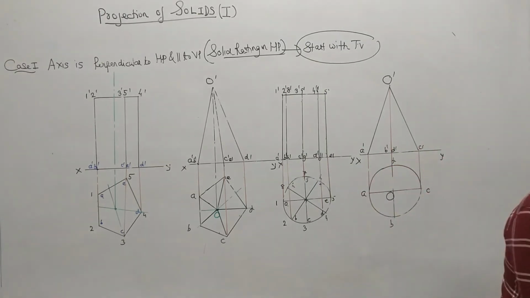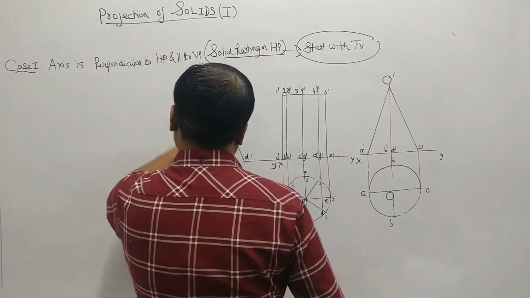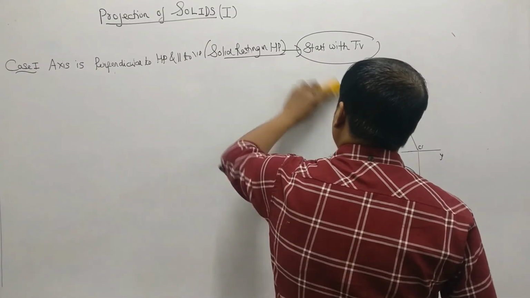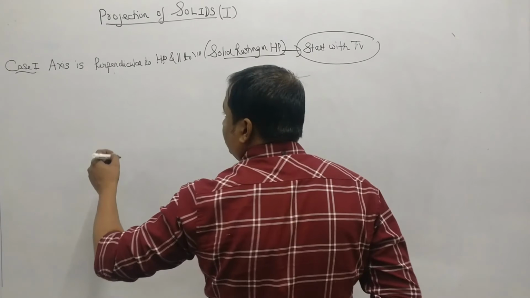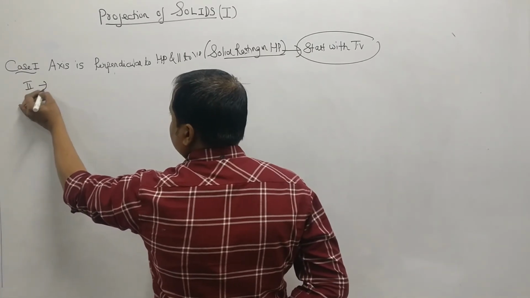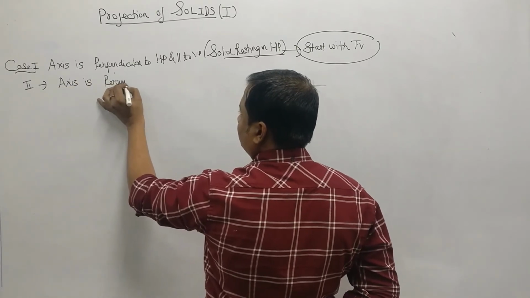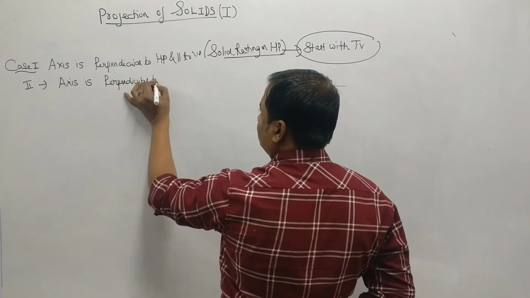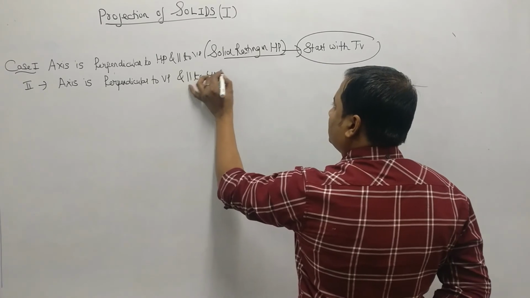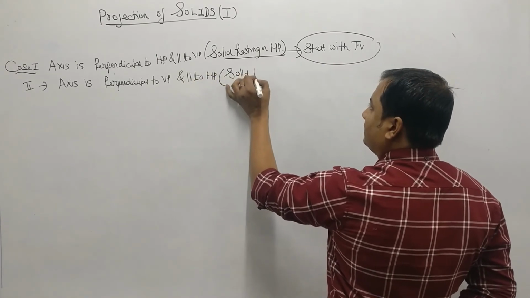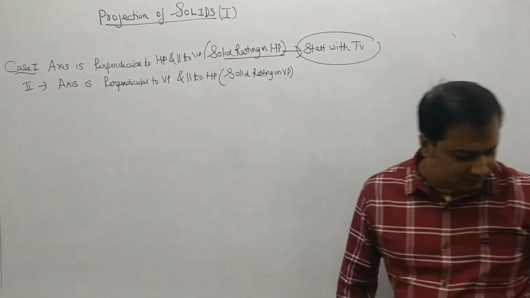Now the second case is just the reverse of the first case. Axis is perpendicular to VP and parallel to HP. You can say the solid is resting on VP or standing on VP. Okay, so this is the case now.